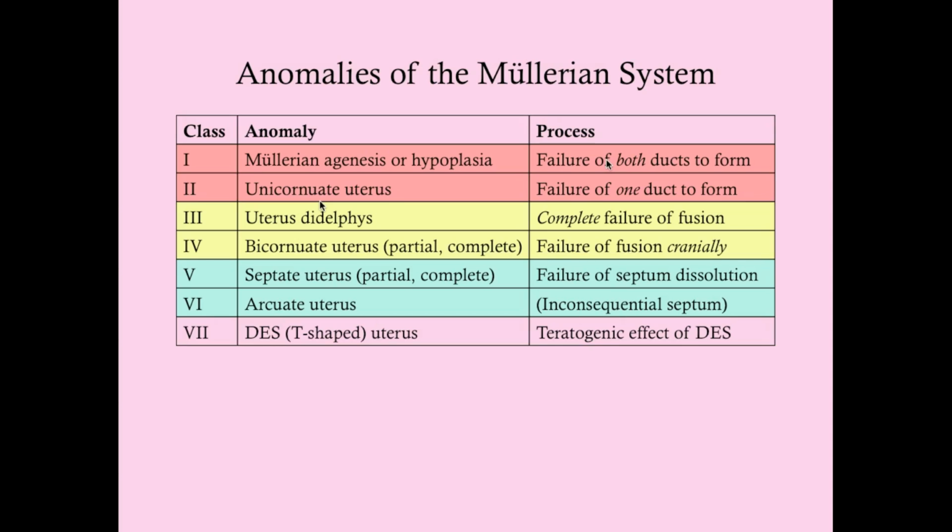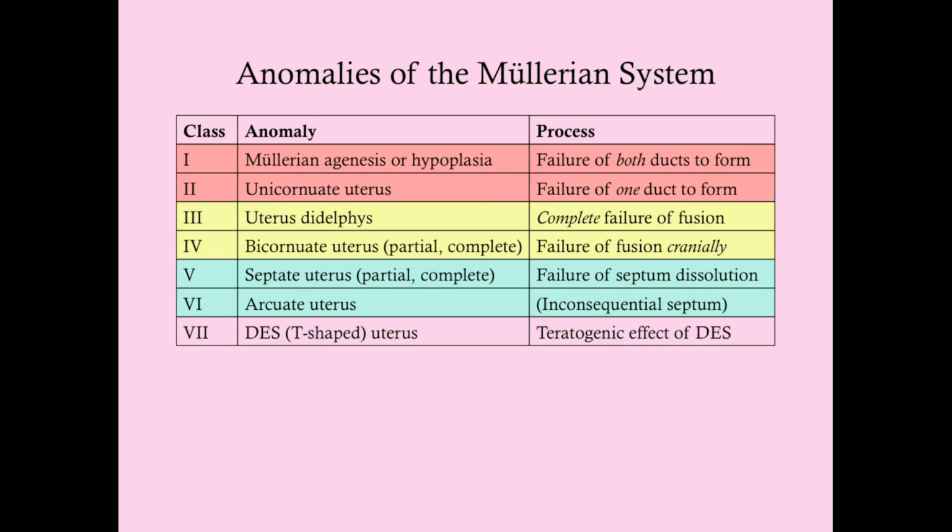That's a failure of both ducts to form, unicornuate uterus, failure of one duct to form. The uterus didelphys and the bicornuate uterus are failures of fusion. Septate uterus and arcuate uterus is a failure of the septum to dissolve. And then we're not going to talk about the DES or T-shaped uterus. That is due to a teratogenic effect of DES. We don't see this that much anymore.